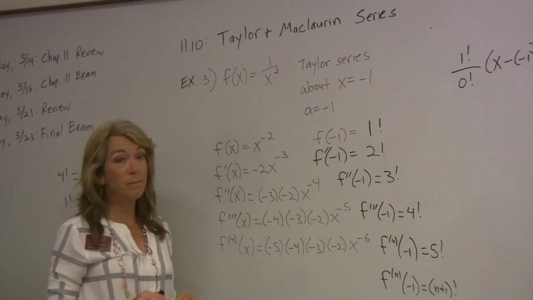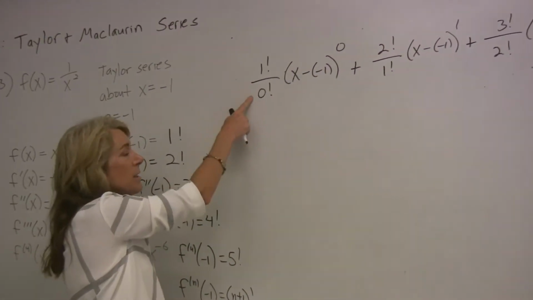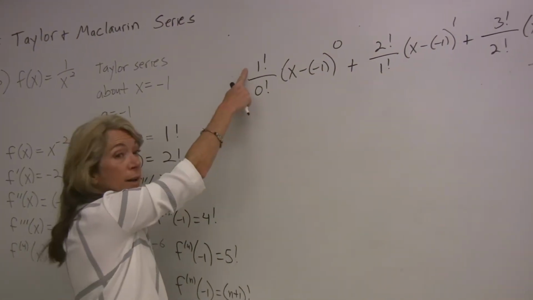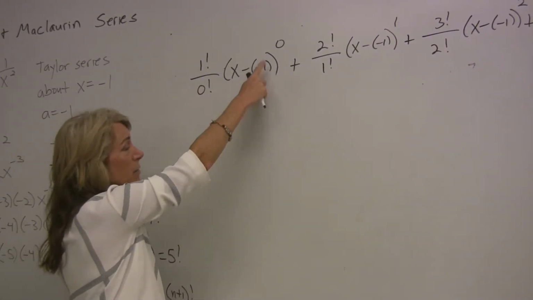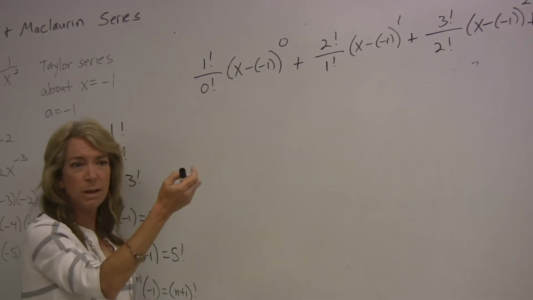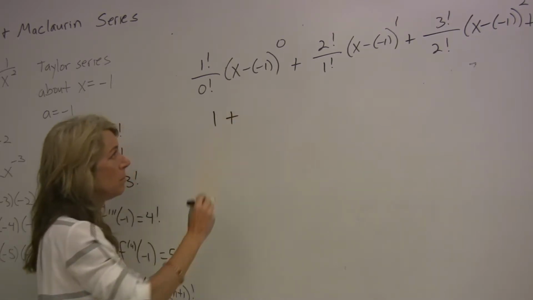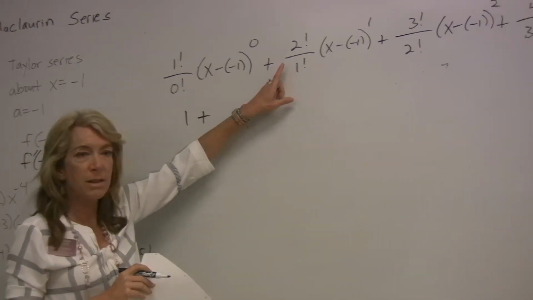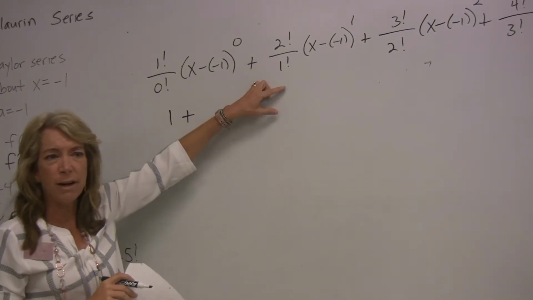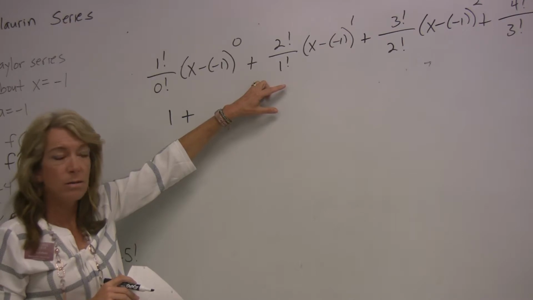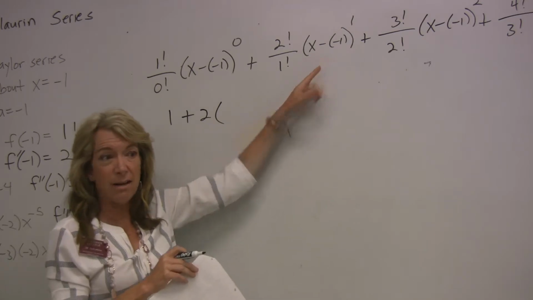So now we want to do some simplifying. Let's do some simplifying. What is 0 factorial? 1. And what's 1 factorial? So that's just 1. And x minus -1 raised to the 0? That's all just 1. I got 1 divided by 1 times 1? That's 1. Plus. What happens here? Yeah, I got 2 factorial divided by 1 factorial. What am I left with? Just 2. I'm going to simplify this too. You guys okay? X minus -1 is x plus 1.